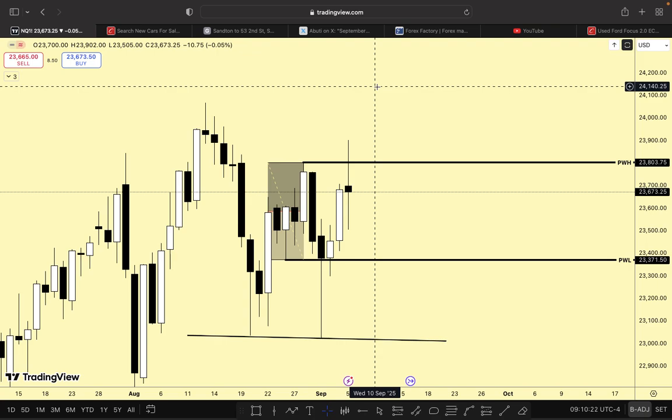And today we're looking at the Nasdaq. It's Saturday. Let me confirm the date. It's the 6th of September today. It was NFP yesterday. Numbers came out, they were quite atrocious.